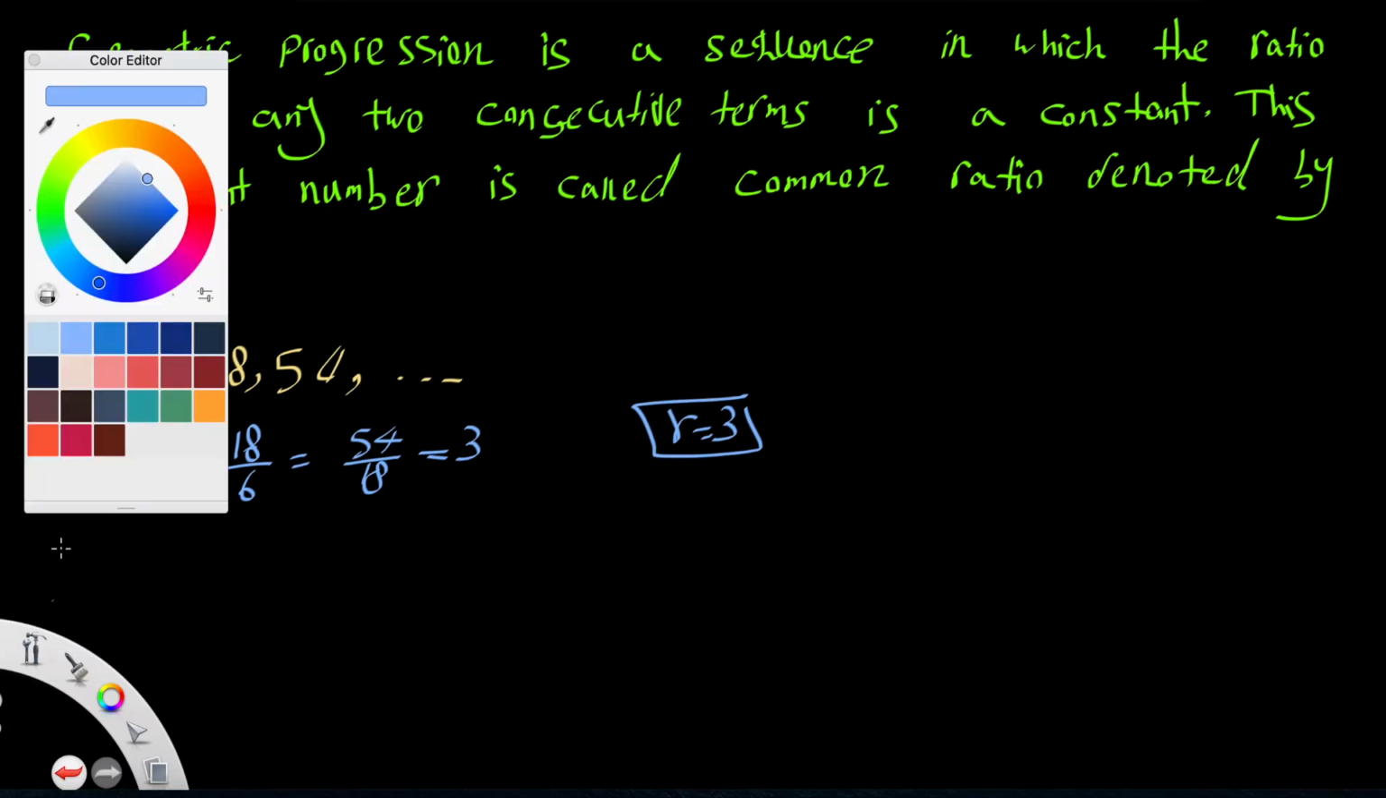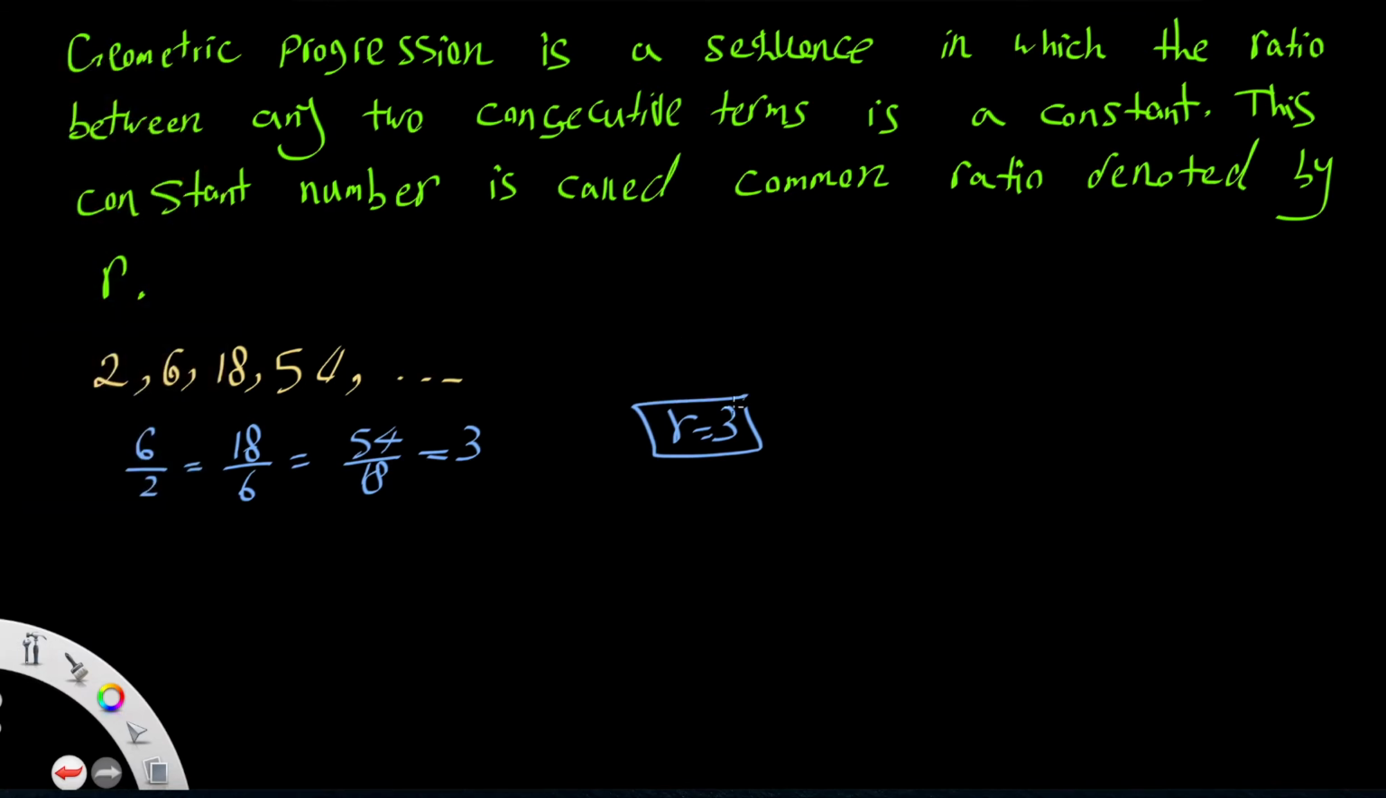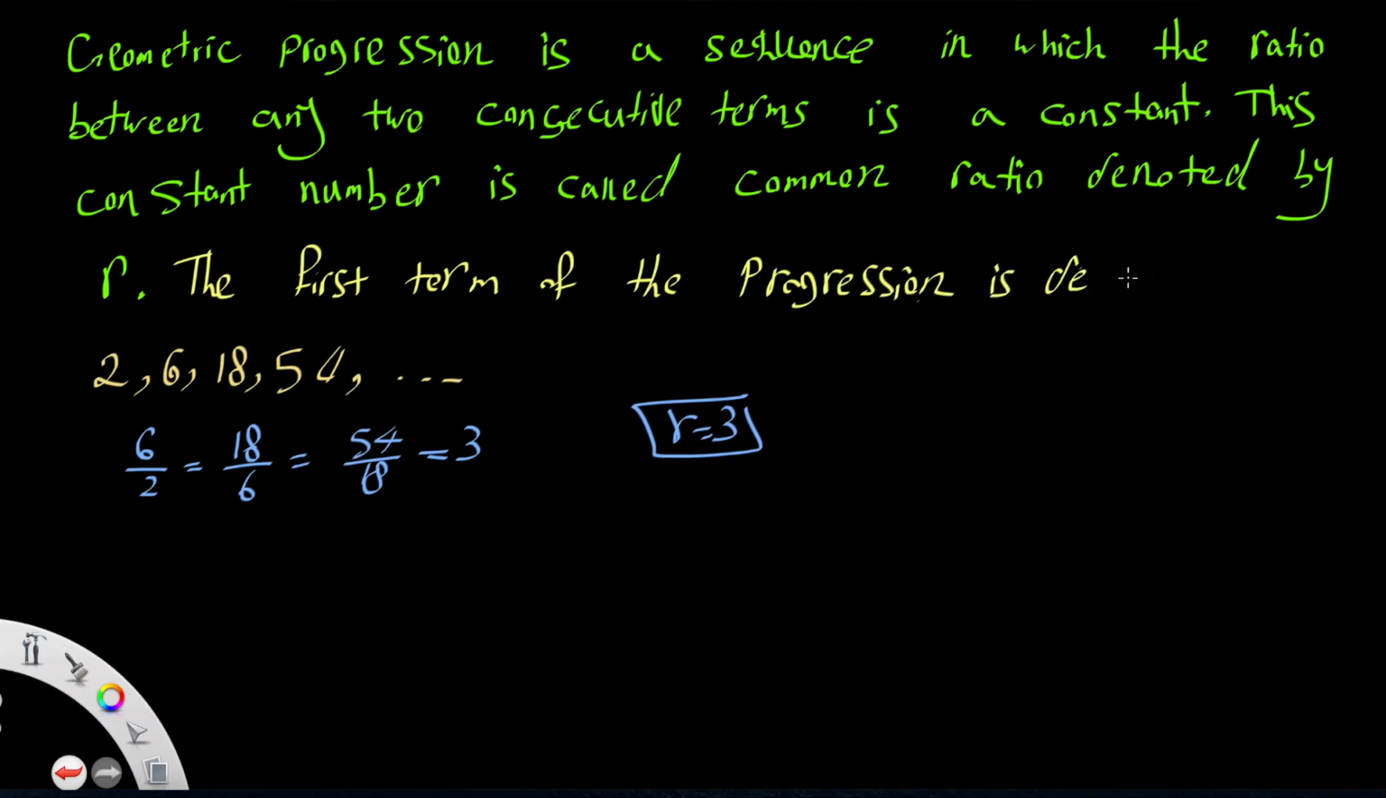R is 3. And as you already know from the previous part of this chapter, a is the first term of the progression, as we had for an arithmetic sequence or progression, denoted by lowercase a. So in this case, a is 2.